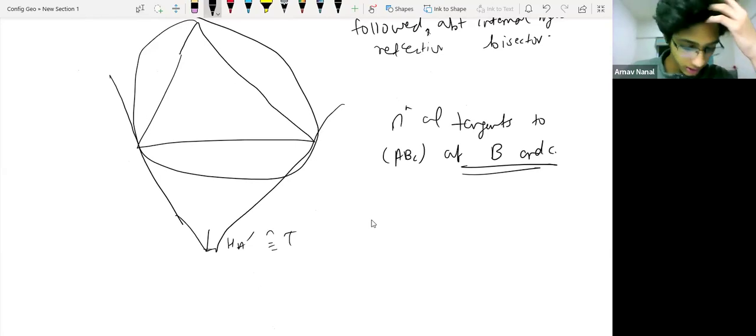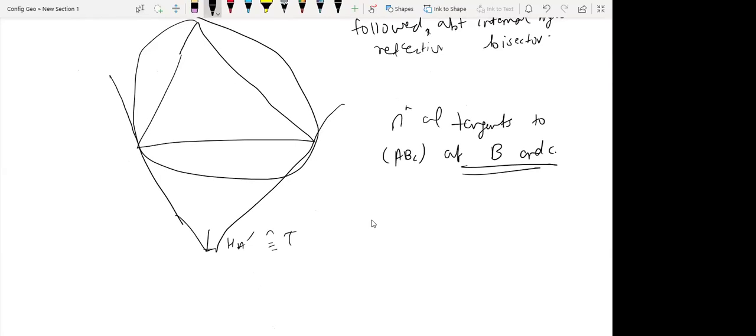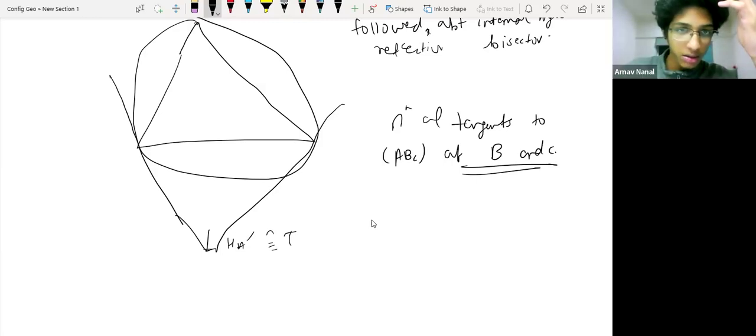Did everyone follow why this is true? The inversion is done with respect to A. Yes, it's centered at A with radius root BC. So B and C swap there. And so HA was here. It will go to the C median. It was on the median first, it will go to the C median.